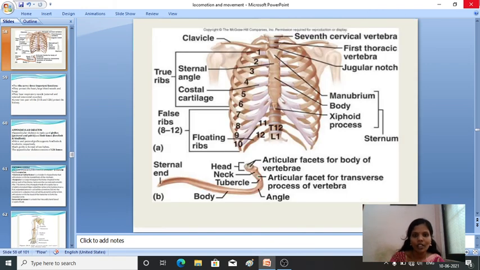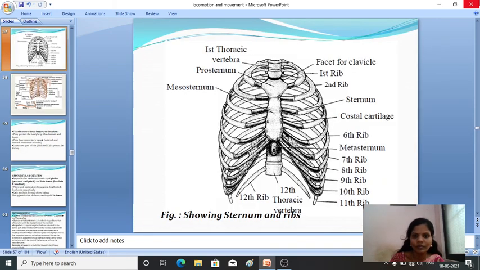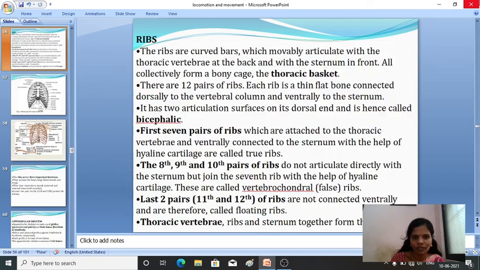Functions of ribs, types of ribs. Fine. So what are ribs? Ribs are curved bars which are movable and articulate with the thoracic vertebrae. Generally there are 12 pairs. The first 7 pairs of ribs are called true ribs. The next 3 pairs are known as false ribs, because they are connected to the 7th rib only. And the last 2 pairs are called floating ribs. You have to know the function also: the floating ribs help in protecting the kidney.